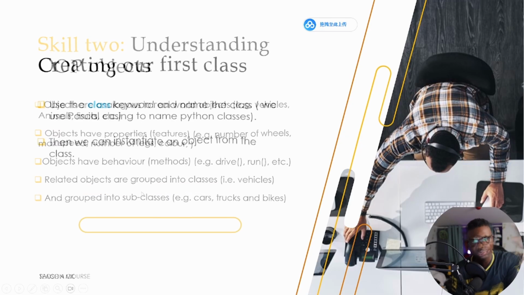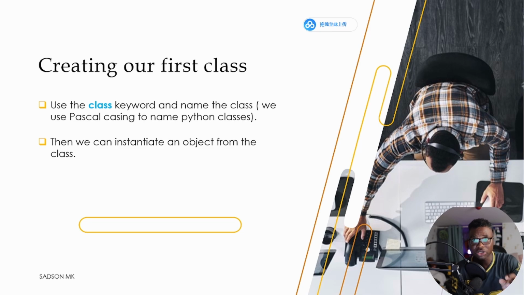Then you can subclass. All right, so we're going to get into the code now, and then we're going to create our first class. We're going to use the class keyword, and then we're going to use Pascal casing to name these Python classes. And we can then instantiate an object from the class. Instantiation is creating the object from the class that you have created. And so let's get into our code and start writing those classes.